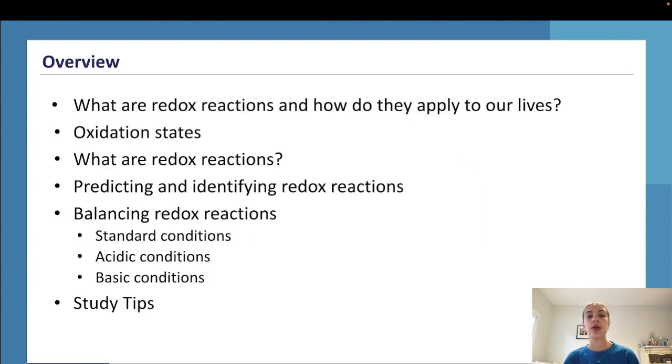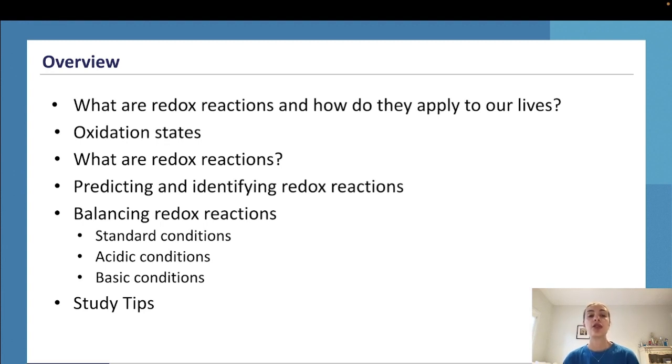So here's a bit of an overview of what we're going to be going through today. We'll start off with looking at what redox reactions are, and we'll put those into a bit of context and provide a few examples and just talk through how they apply to our day-to-day lives and that general importance of redox reactions and their vast applications in day-to-day life. We'll then look at oxidation states, which are the various different states in which elements or atoms can exist in such that they can participate in these redox reactions.